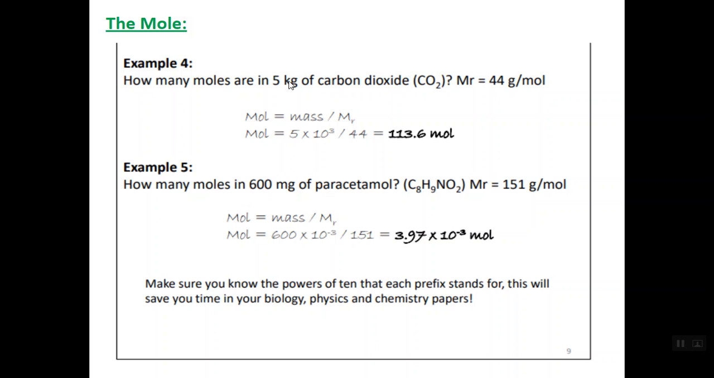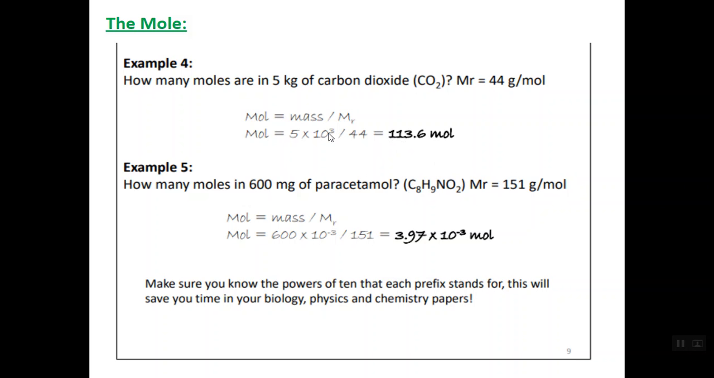So it just depends on how you want to do it. Just be aware that you have to have the correct units. Some people work it all out and then divide it at the end, and that's fine as well. So how many moles for the last question, in 600 milligrams of paracetamol? Really, really long one there that you have to work out, but you don't because they'll give you it.